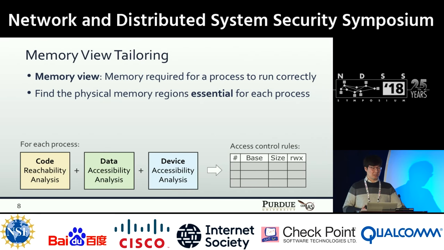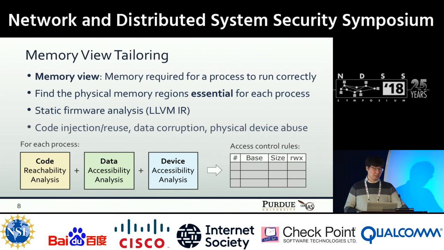To define the memory boundary called memory views, we go through program analysis to find all the code, data, and peripheral device accesses that are essential for running each process. And we do that through static firmware analysis in LLVM bitcode. Our analysis is based on considering the target attacks such as code injection and reuse, illegal data corruption and accesses, and physical device abuses that go across the memory view boundaries we build.